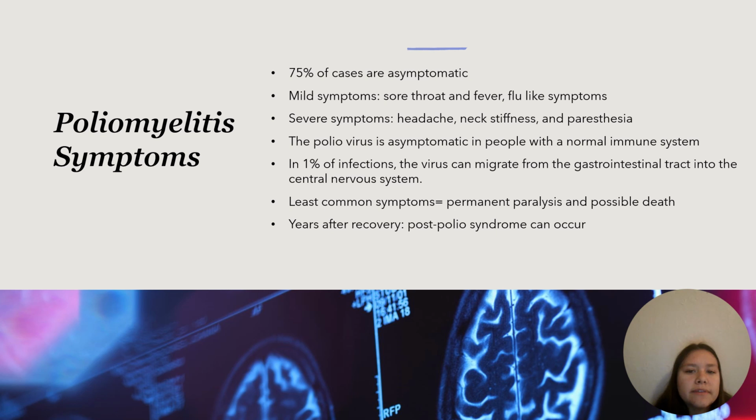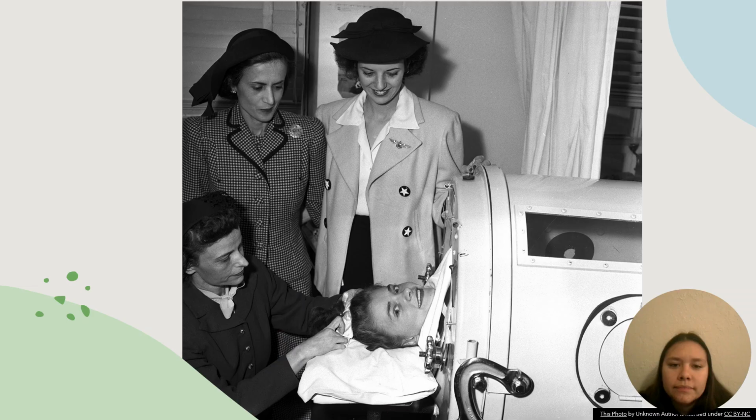In about 1% of infections, the virus can migrate from the gastrointestinal tract into the central nervous system, and patients with central nervous system involvement usually develop aseptic non-paralytic meningitis, which can then progress into paralytic disease. And that's where you find your least common symptoms, which are permanent paralysis and possible death. Years after recovery, post-polio syndrome can occur, which is just the slow progression of muscle weakness.